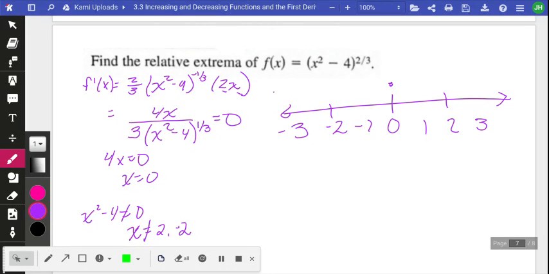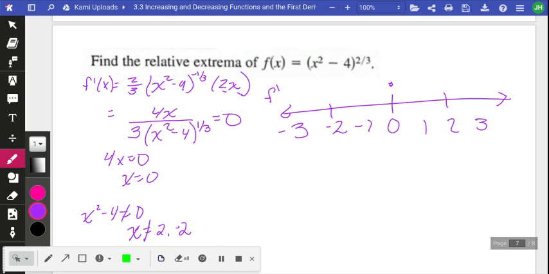So we are using the first derivative test. I'm going to be plugging in these test values, not -2, 0, 2. If you plug those in, you'll get 0, that's how we got them, or undefined. But we'll plug -3, -1, 1, and 3 into our first derivative. And again, you're just looking for the sign. You're not looking for the actual value.